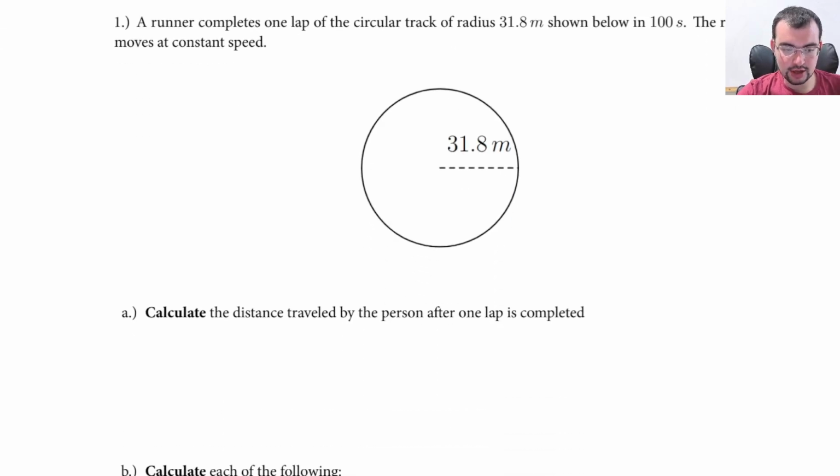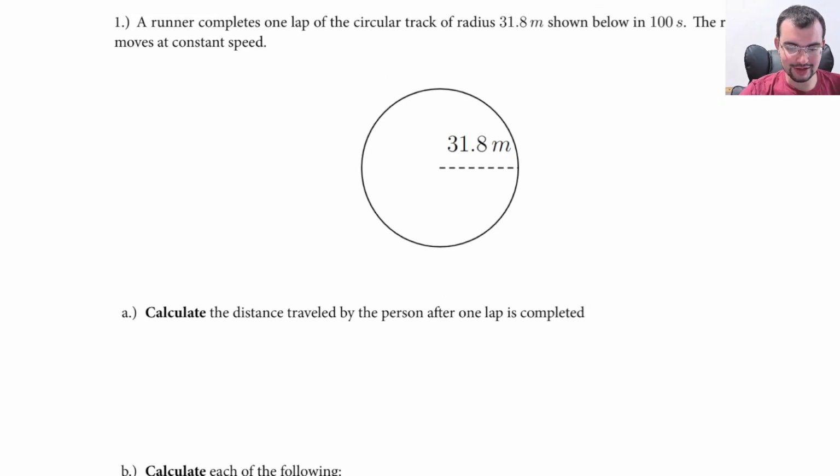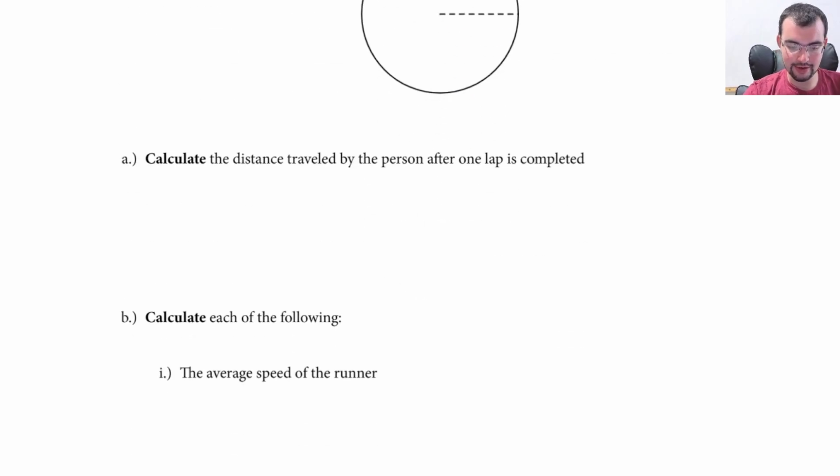So let's start. A runner completes one lap of a circular track of radius 31.8 meters in 100 seconds. The runner moves at constant speed. Calculate the distance traveled by the person. Okay, what is the distance? So we're basically asking how far did the runner move if they complete one lap of this circular track? Well, we have a name for that. That is the circumference, which if you check your formula sheet, that is 2 pi r.